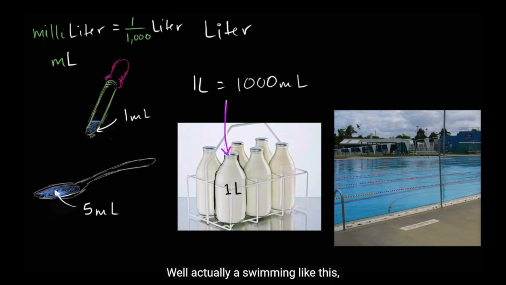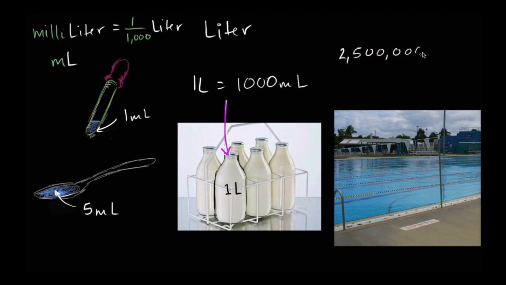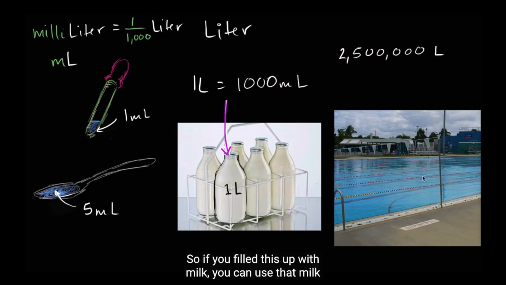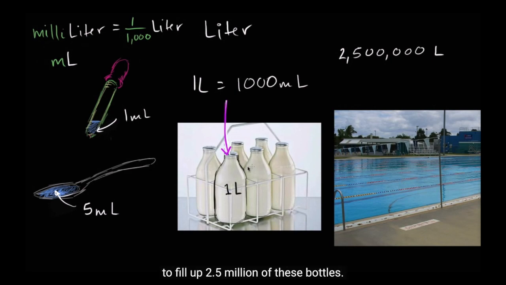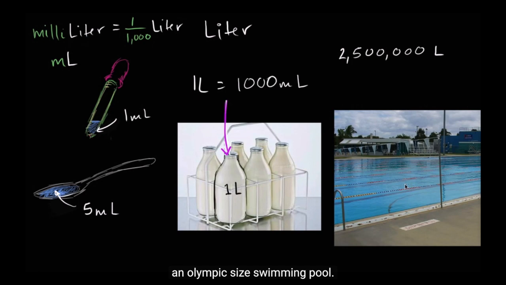Well, actually, a swimming pool like this, if it is 25 meters wide and 50 meters long and 2 meters deep, it actually would have a fluid volume. Are you ready for this? It would have a fluid volume of 2.5 million liters. So if you fill this up with milk, you could use that milk to fill up 2.5 million of these bottles. So that's just an appreciation for just how much fluid it would take to fill up at least a big swimming pool like this, an Olympic-sized swimming pool.